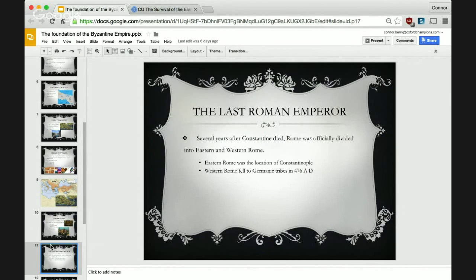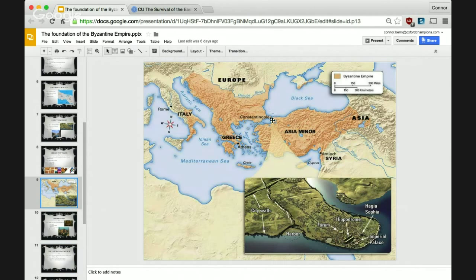So Constantine died, Rome was finally divided. Constantine was the last real emperor of a unified Rome. When he died, Rome was officially divided into the Eastern and Western empires, East Rome and Western Rome. So Eastern Rome, obviously the location was at Constantinople, the east side of the Roman Empire. Italy's over here, and this is Rome. So the Western Empire was still controlled by Rome.